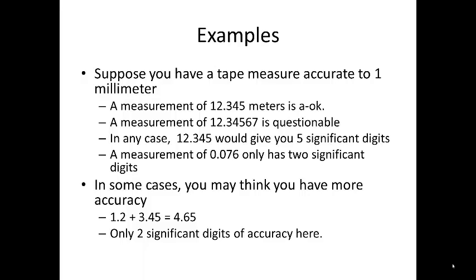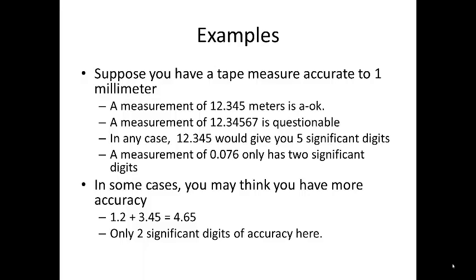Suppose you have a tape measure that's accurate to 1 millimeter. Well, in this case, a measurement of 12.345 meters, that's a-okay because you're accurate to 1 millimeter, or 1/1000th of a meter. A measurement of 12.34567 is a bit questionable. In any case, 12.345 would give you 5 significant digits, whereas a measurement of 0.076 only has 2 significant digits.